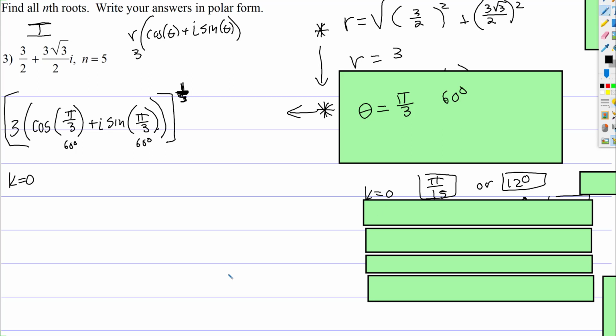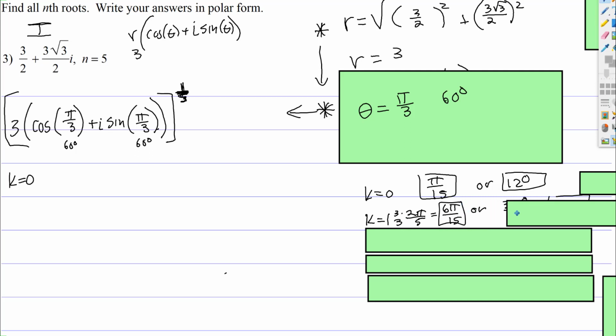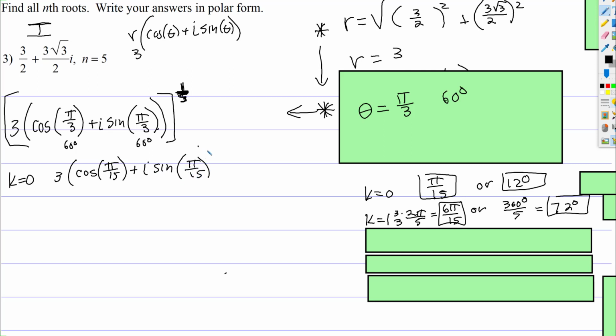What are you going to be adding to each new theta? Well, it's 2 pi divided by 5, but remember, since the initial theta is pi 15ths, we want those to have the same denominator, so I'm just going to multiply top and bottom by 3, and that gives me 6 pi 15ths. Or if you want, 360 divided by 5 is 72 degrees. So I'm going to do it in radians just to model that. So 3, this is when k is equal to 0, cosine pi 15ths plus I sine pi 15ths.